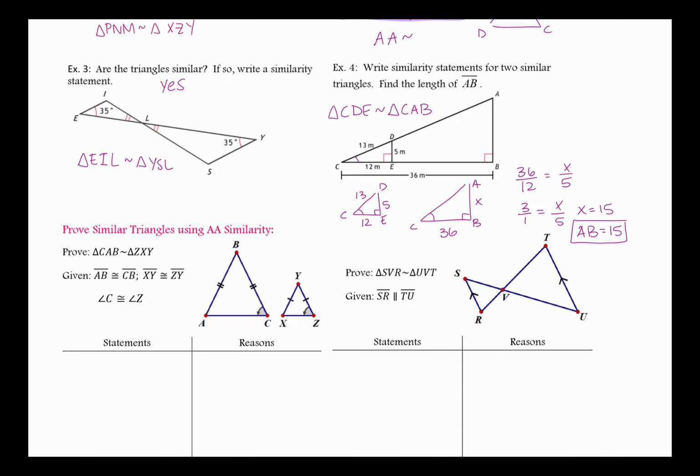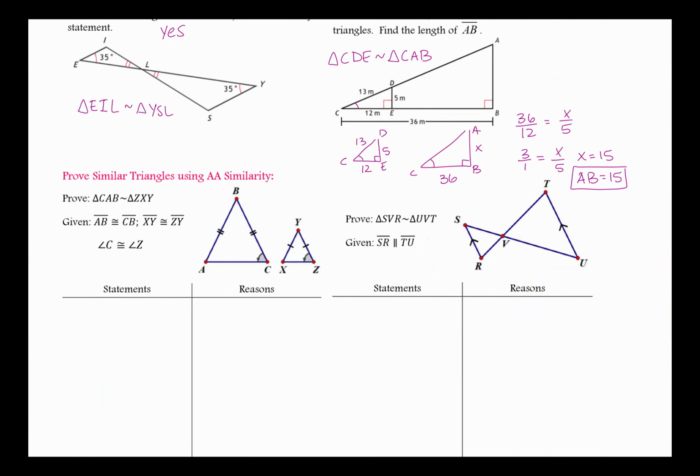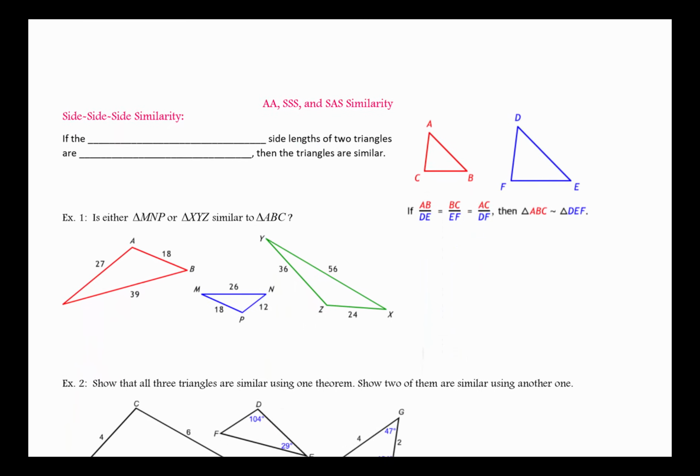So then I used what I knew for the proportions is that 36 corresponds to 12, so X must correspond to 5. I reduced 36 over 12 to 3 over 1, because if I reduce them both by 12, so 3 over 1 equals X over 5, so AB has to be 15. Okay, so we're going to hold off on these proofs for right now. We'll come back and do those in a little bit.